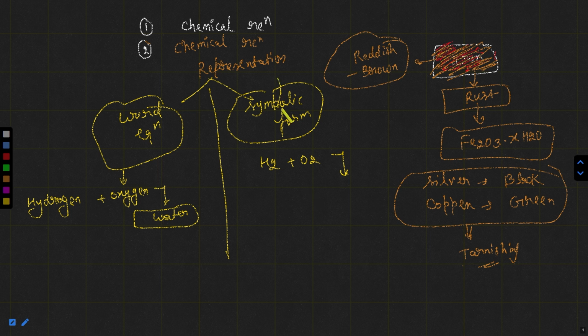So this is about the symbolic form. H2 plus O2 gives H2O. This is not a balanced chemical equation; this is a skeletal equation. How can you check if it is balanced? You can check the number of atoms of each and every element on the reactant side and the product side. If the number of atoms of each element on the reactant side and product side are not equal, then that will be an unbalanced chemical equation, or skeletal chemical equation.